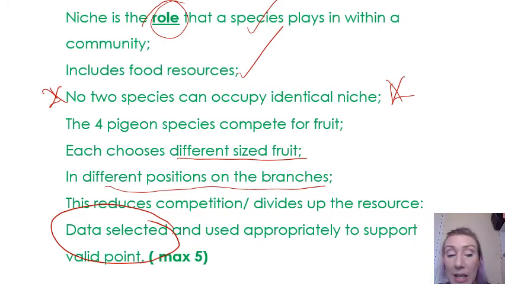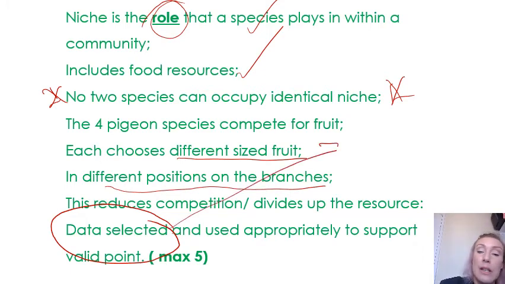Now you will not on the new specification get all of your mark points unless, when you're asked to use data, you've quoted the data. So here where you've got different size fruits and different positions, you need to expand that and you need to have the name of the bird, and that lives in the same place as another bird, and then how they differ in their size of fruit.